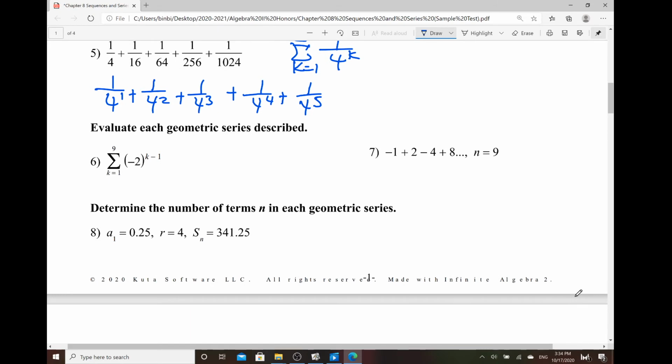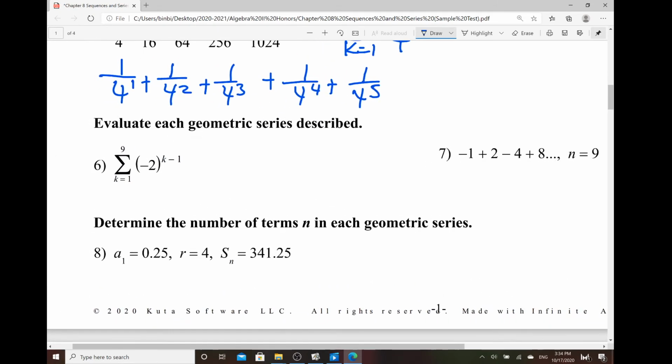And then number 6 and 7, evaluate each geometric series. So this one is just written as the structure of a sub n equals a sub 1 times the common ratio to the power of n minus 1. But in order to find out the sum, we're using that a sub 1 times 1 minus r to the power of n over 1 minus r formula.